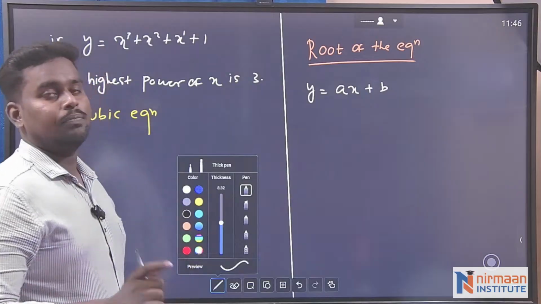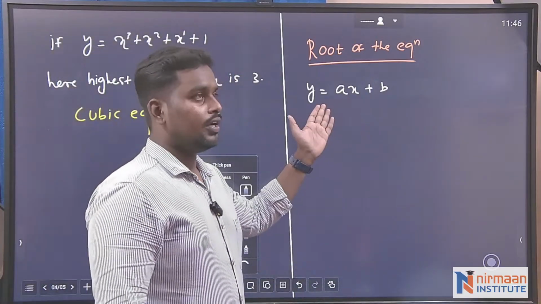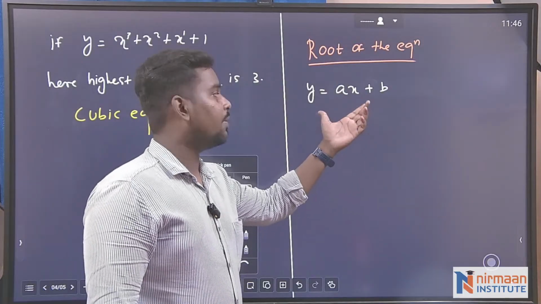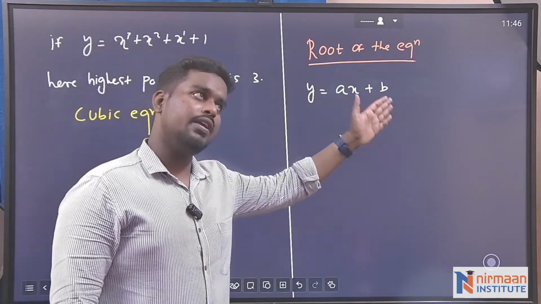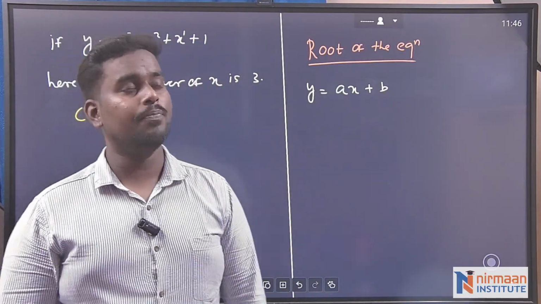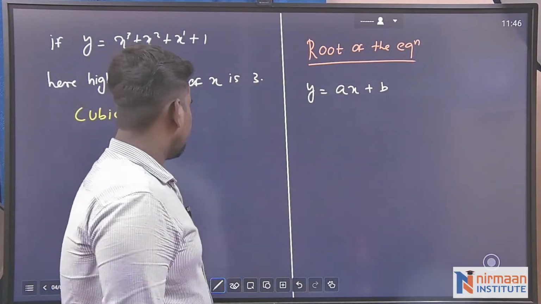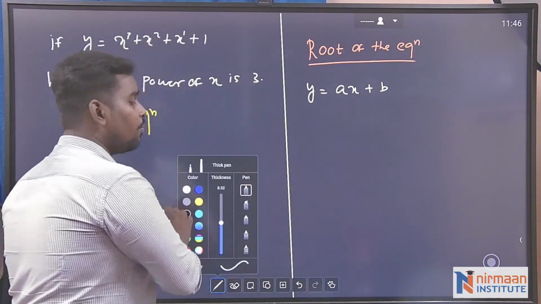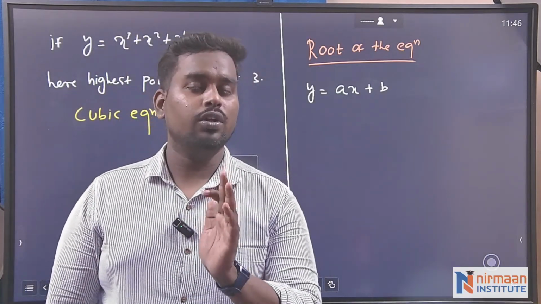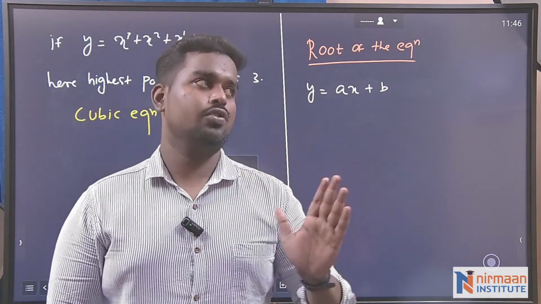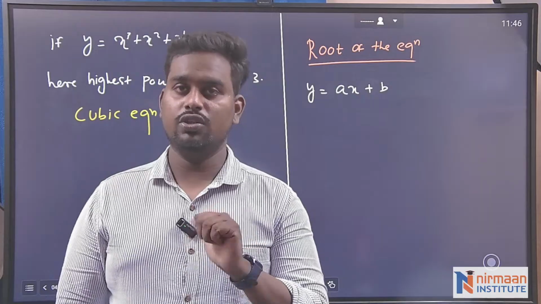See, who depends on whom here? Y depends on x. What is the function? ax plus b. A is a constant number, and b is also a constant number. So y equals ax plus b. Again, what is the meaning of root? For what value of x is y 0? Very simple. For what value of x is y 0.